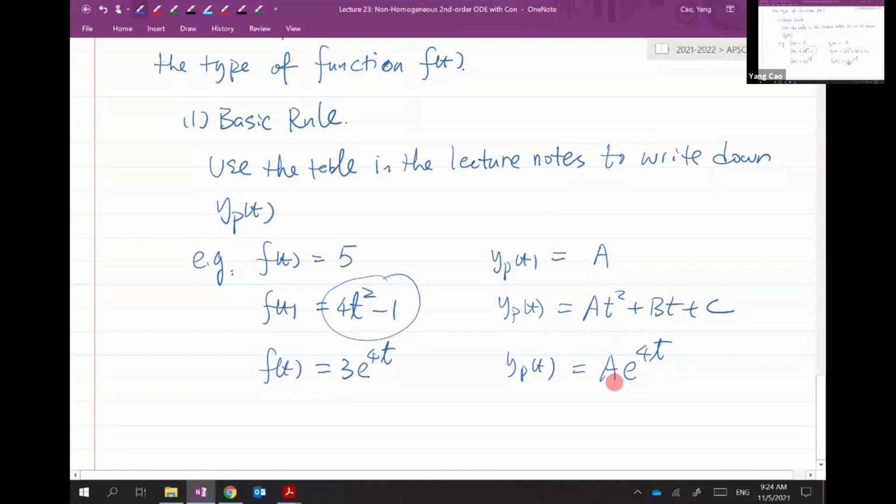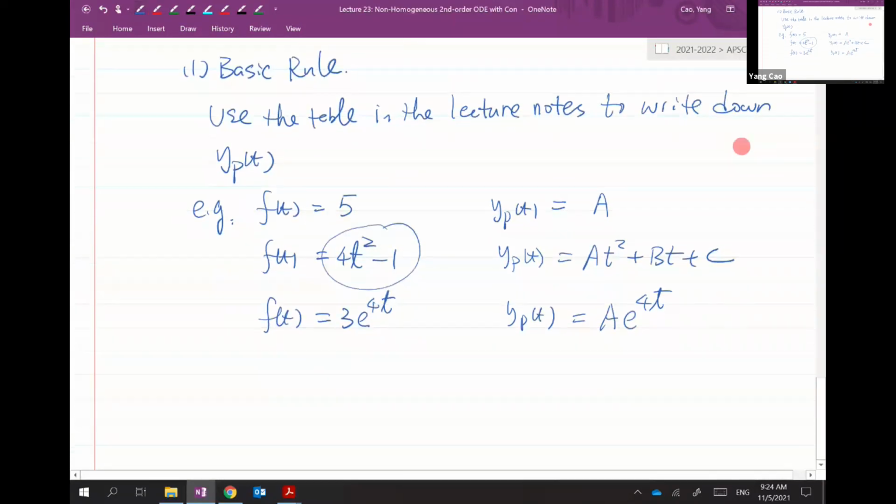That's the basic rule. Your input function takes a format that's listed in the table, then here's your lucky guess, your educated guess. However, the basic rule will not always work. So we have the second rule, called the modification rule.